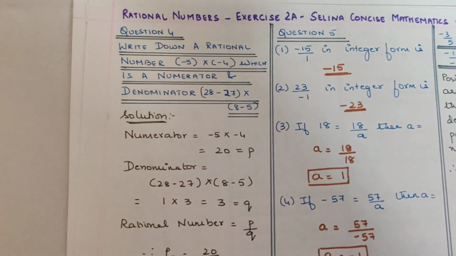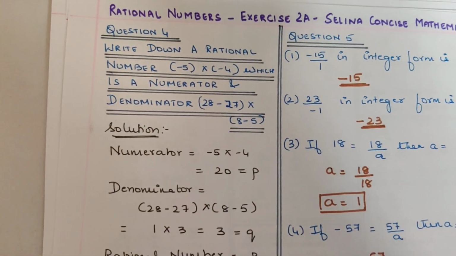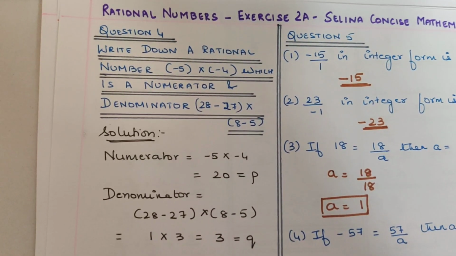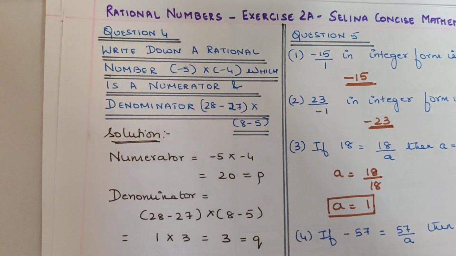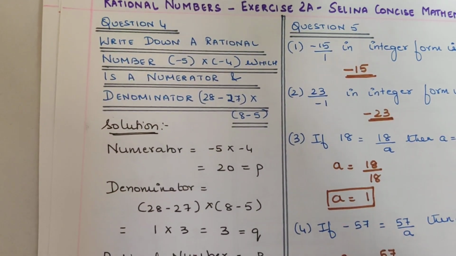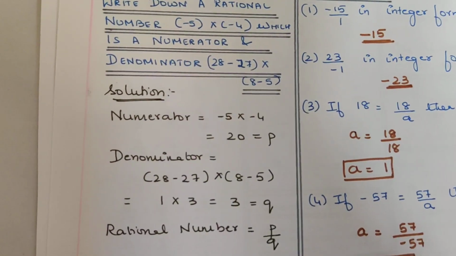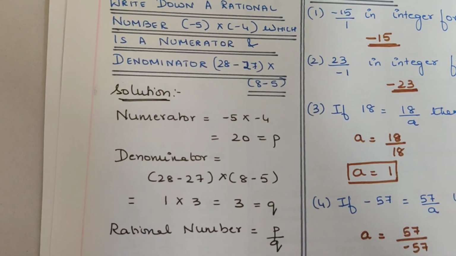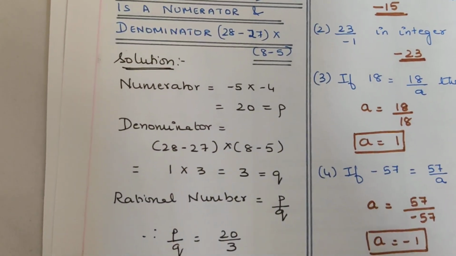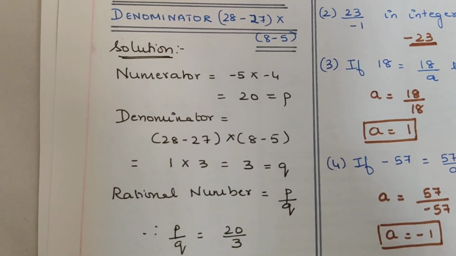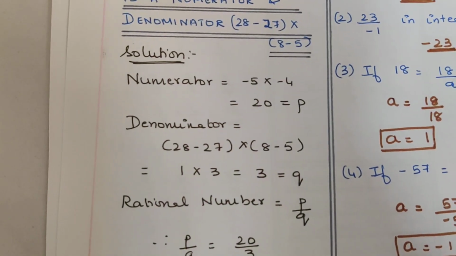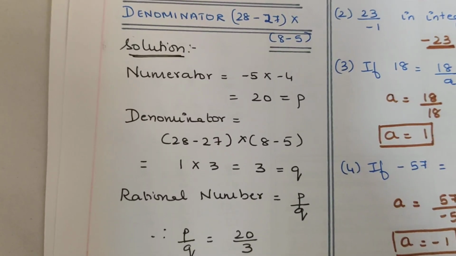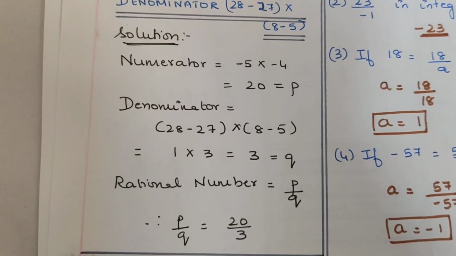Question number 4. Write down a rational number whose numerator is minus 5 into minus 4, and the denominator is 28 minus 27 into 8 minus 5. They've already given you the numerator, that's nothing but minus 5 into minus 4, that's 20, because minus into minus is plus. What's the denominator? You have 2 simple brackets. Let's solve the simple brackets. 28 minus 27 is 1. 8 minus 5 is 3. So what they've given? 1 into 3. That is equal to 3 and that is nothing but Q.